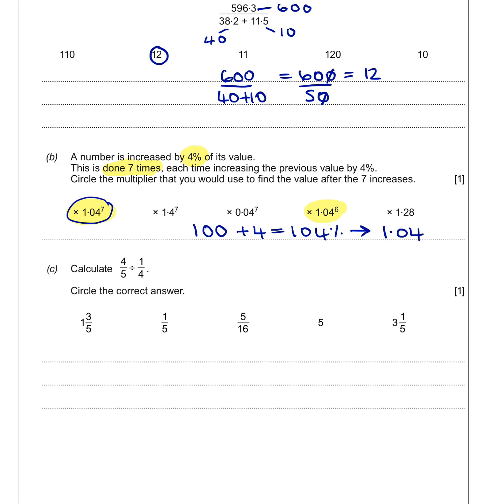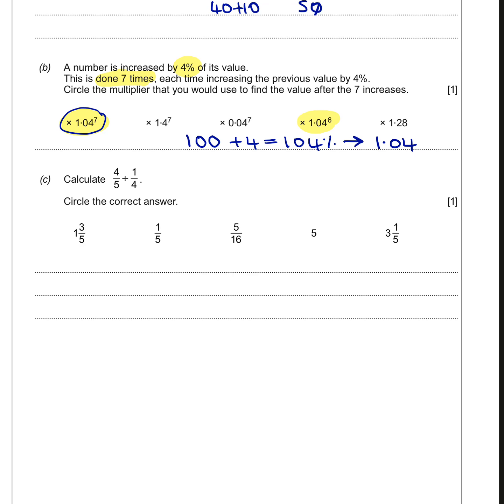For part C, we need to be dividing by a fraction. To divide by a fraction, we follow the KFC rule. K stands for keep the first fraction the same. F stands for flip the second fraction upside down. And C stands for change: keep, flip, change the divide to a multiply. 4 fours are 16, 5 ones are 5.